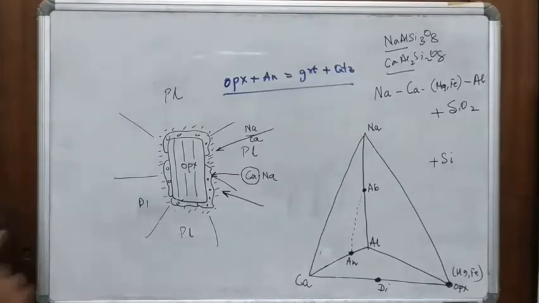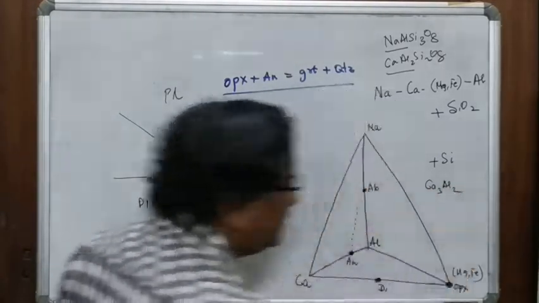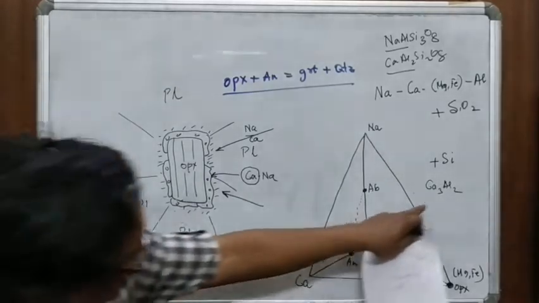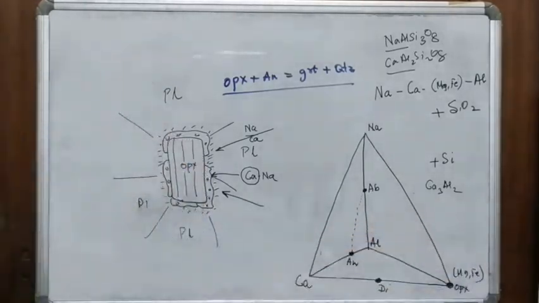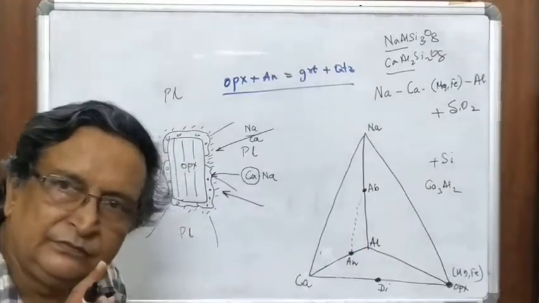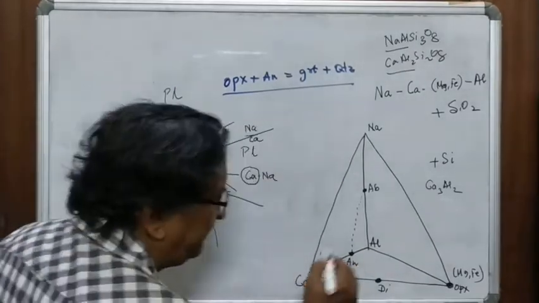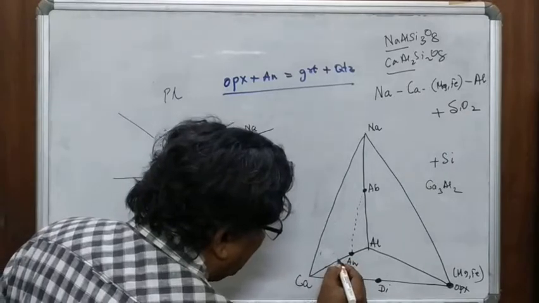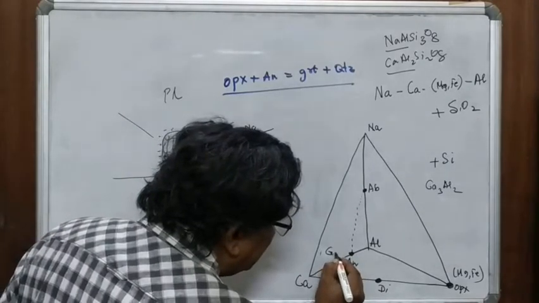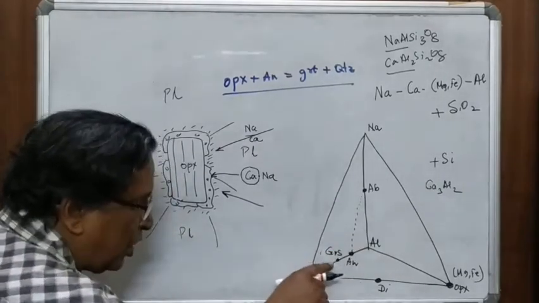Now we look at grossular, Ca3Al2. So that means out of this is 5. So Ca3Al2 will be 60%. So for grossular, Ca will be more. So let's say this is grossular. A little bit away on the edge, Ca3Al2 on this point.